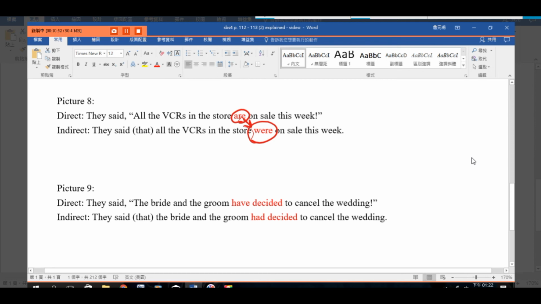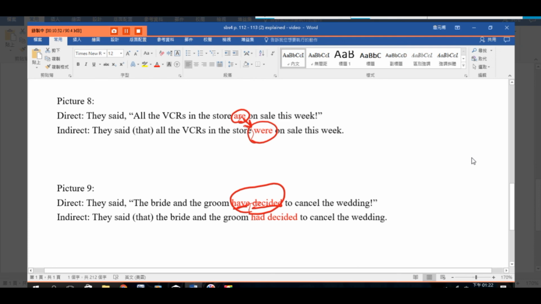The 4 people standing side by side, there's a dialogue bubble above their head. They said, the bride and the groom have decided to cancel the wedding. Now, have decided, again, present perfect tense. We have with the verb past participle. Now, that's a direct speech sentence. Now, the other 2 people on the side, the woman with glasses and the man, they repeated what the 4 people had said before. So that's an indirect speech sentence.